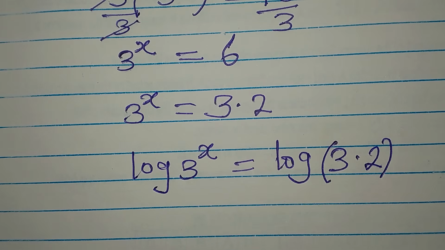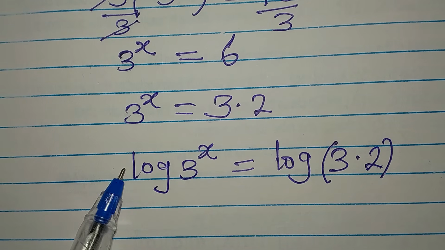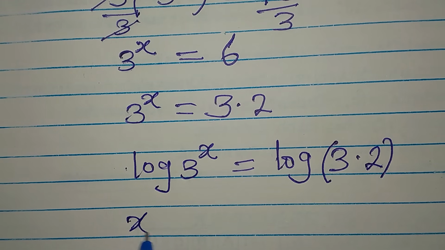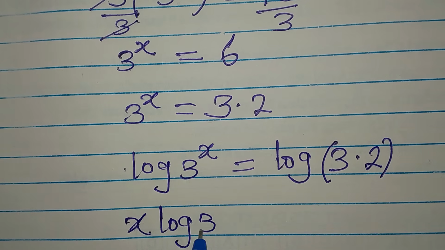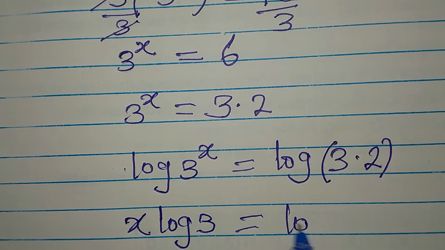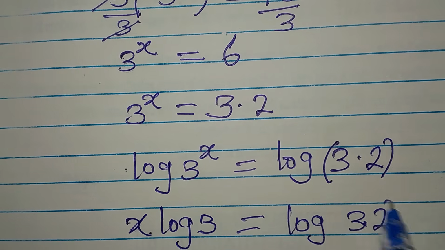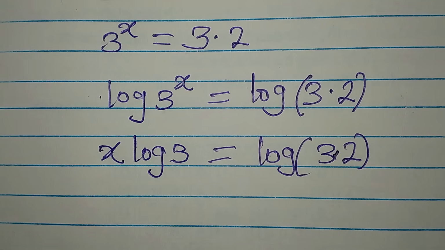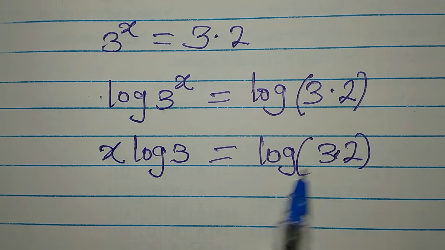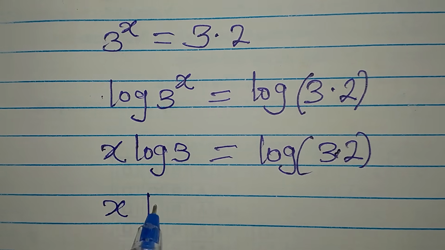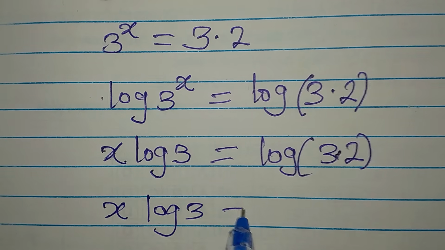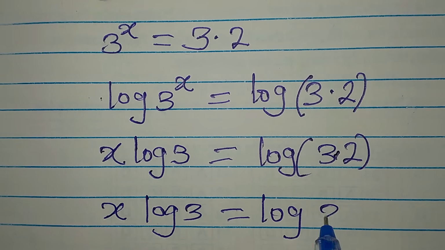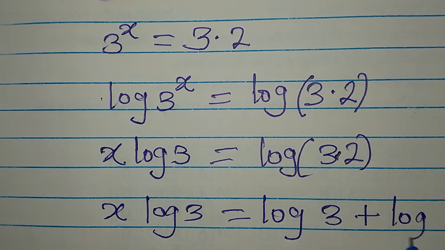Now, what happens to the power is that if the power does not go down to multiply the log, you cannot get its value. So we're going to have x to multiply log 3. Then we still have log of 3 times 2, right? This is 3 times 2 and not 3.2. Now, the next thing we are going to do is to apply a law to this. x log 3 is still here. And then here, I'm going to apply a law, and it will give us log 3 plus log 2.